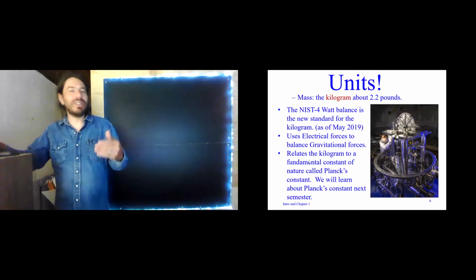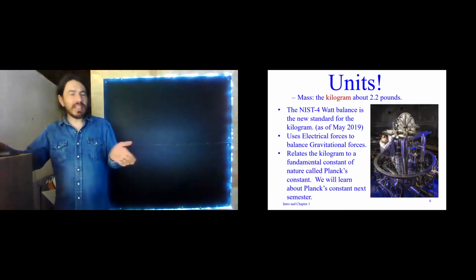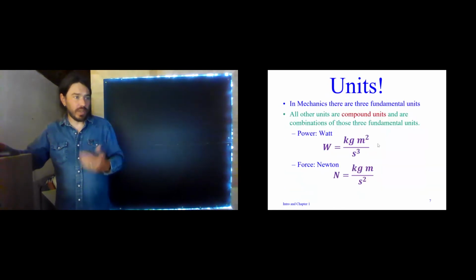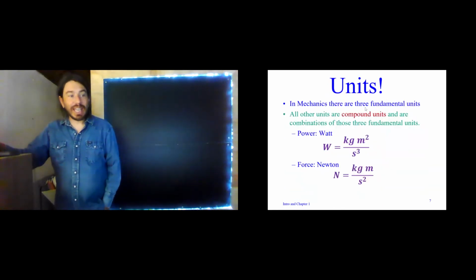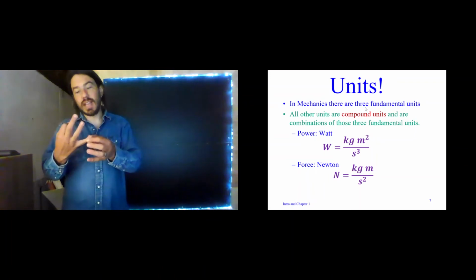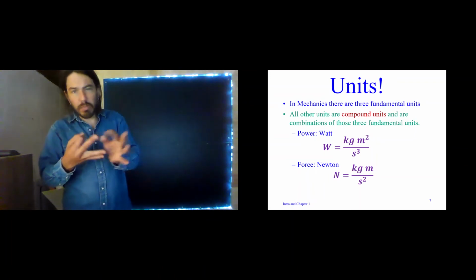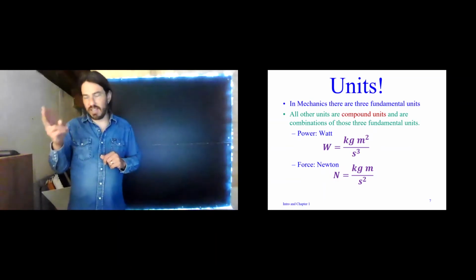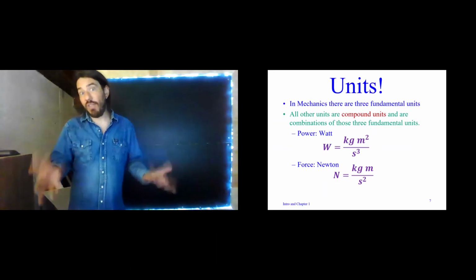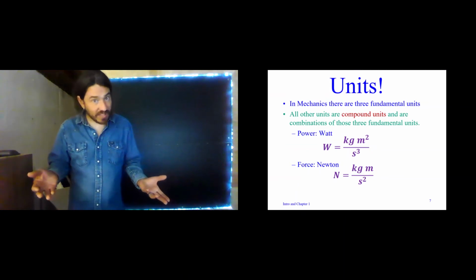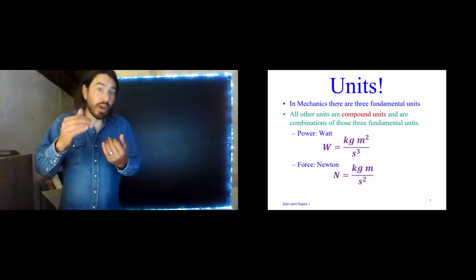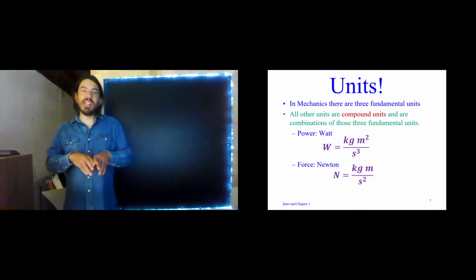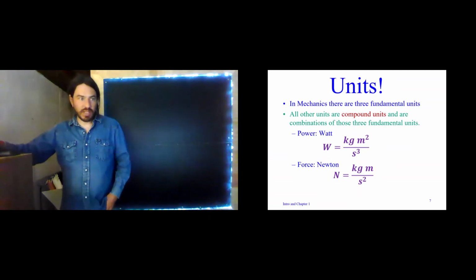So, I'm not going to test you on the origins of these units, but I think it's interesting to know where they come from and why we use the units that we use. So again, in mechanics there are those three fundamental units: seconds, kilograms, meters. But there's all kinds of different things that we need to measure that cannot be measured in seconds, kilograms, and meters. For example, how fast. How fast is measured in meters per second. Meters per second, then, is a compound unit. It is a combination of the fundamental units.